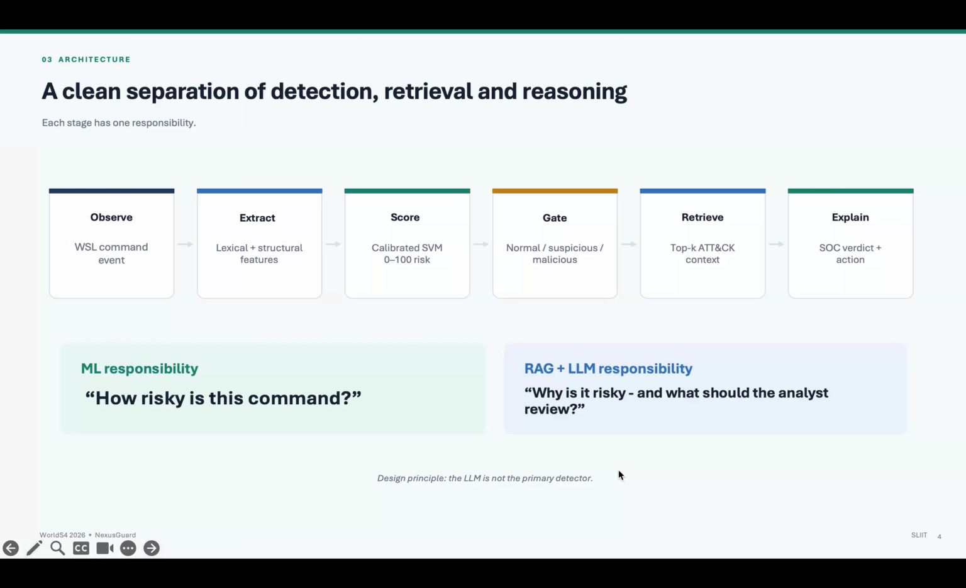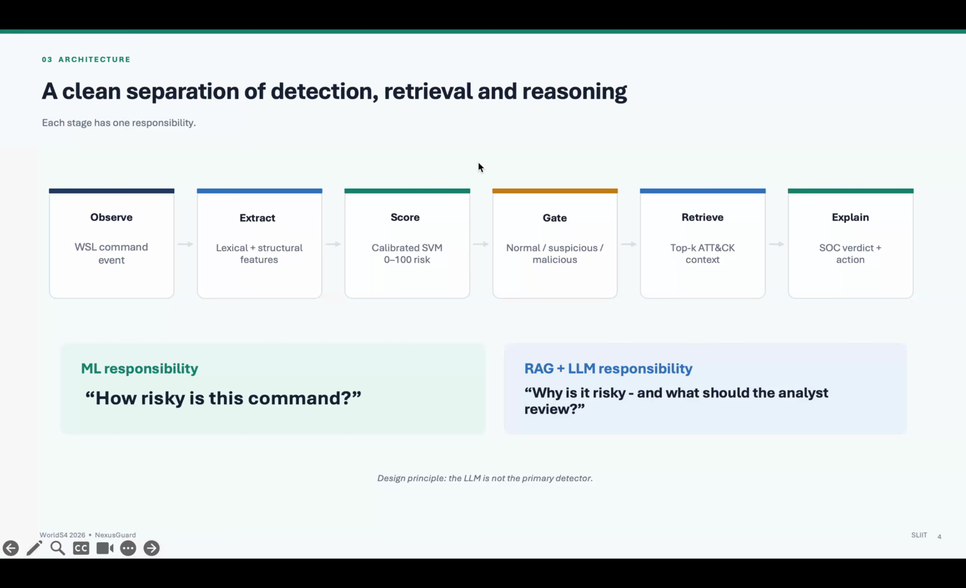For the model, we use calibrated SVMs, since they produce a risk score between 0 and 100, so we can have a probability in percentages. Based on this score, the event is categorized as normal, suspicious, or malicious. Normal events can be stored for audit without further generative processing. Suspicious and malicious events are forwarded to a retrieval layer.